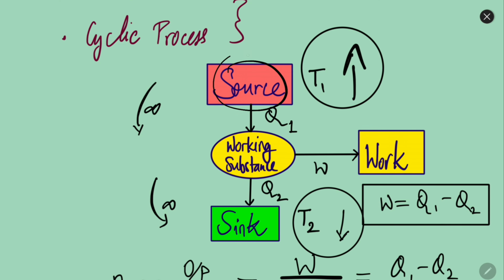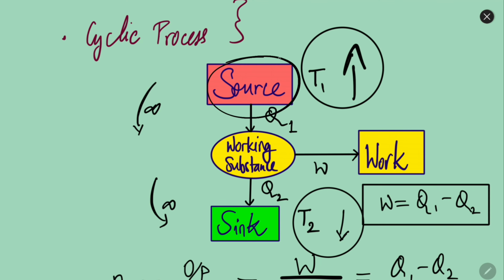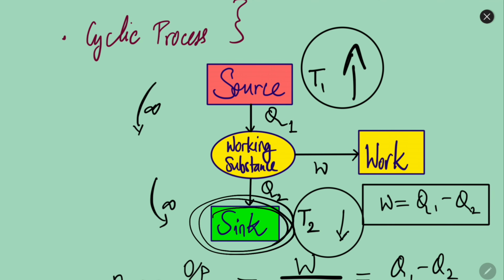So let's say we have a source, we have a sink, and we have a working substance, and from all these three things we will obtain some work. What is a source? A source is any object or any place which is at very high temperature. Ideally it should be infinity. And a sink is a place which is at very low temperature, ideally the lowest possible temperature, that is minus 273 degrees Celsius. So the source is at very high temperature, the sink is at very low temperature.